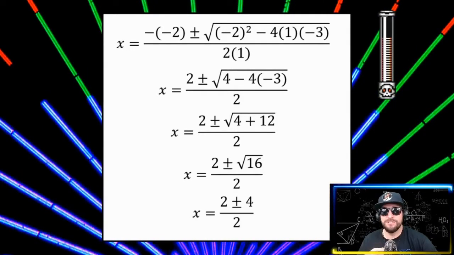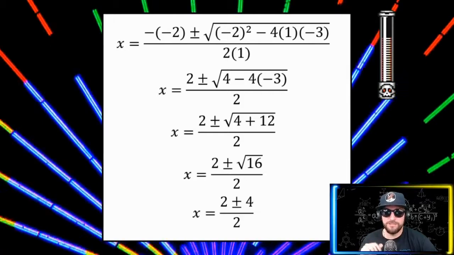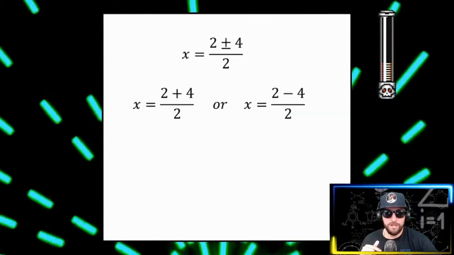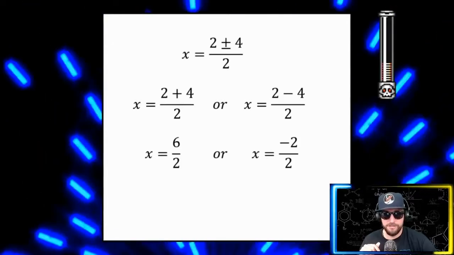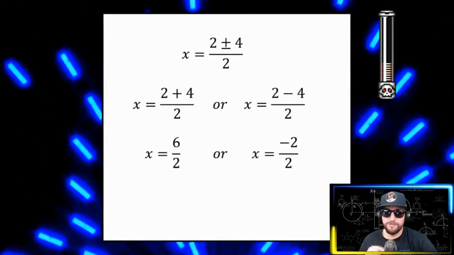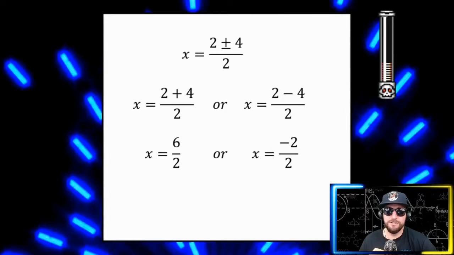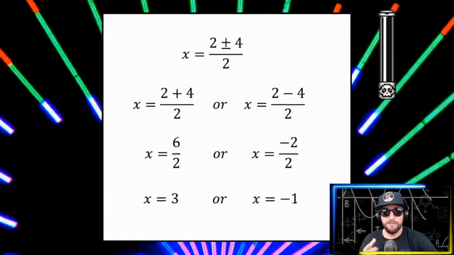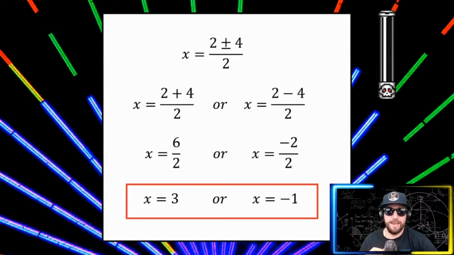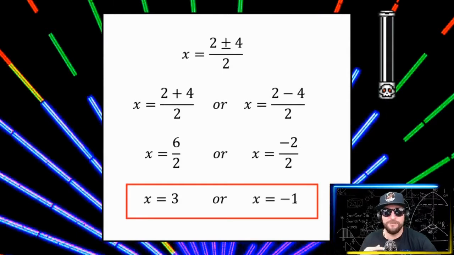Square root of 16 is 4, so x equals 2 plus or minus 4 over 2. So 2 plus 4 over 2, or 2 minus 4 over 2. 2 plus 4 is 6, so we get 6 over 2, or 2 minus 4 is -2, -2 over 2. 6 divided by 2 is 3. And -2 divided by 2 is -1. So my answers are +3, -1.